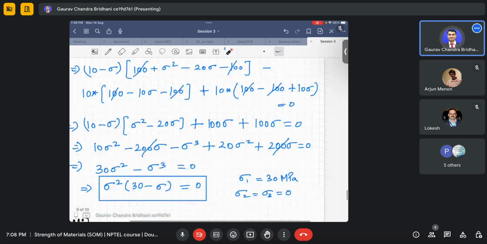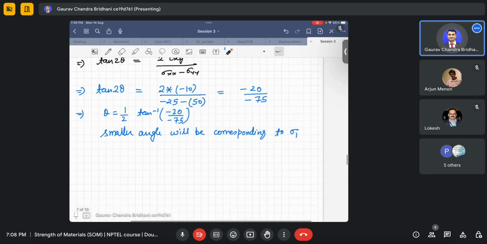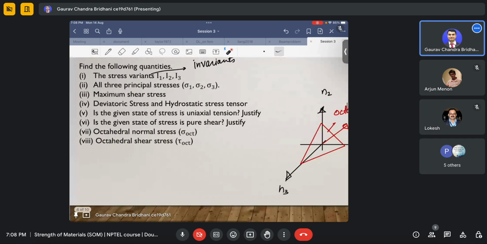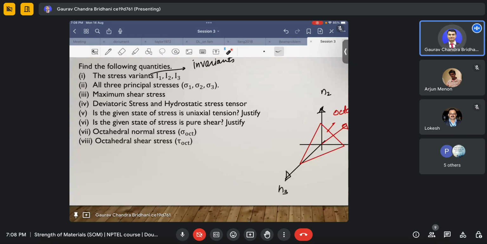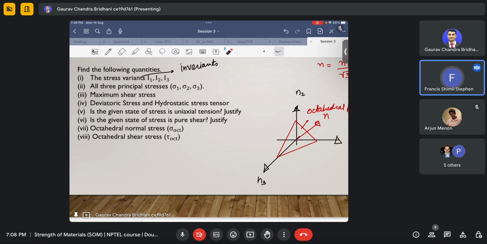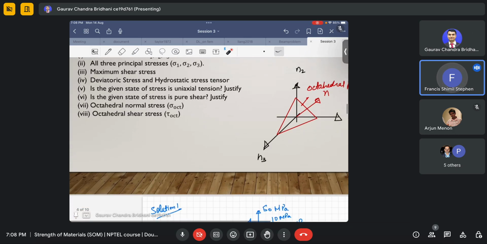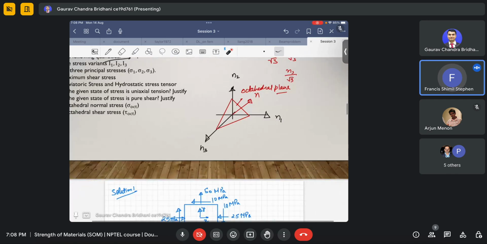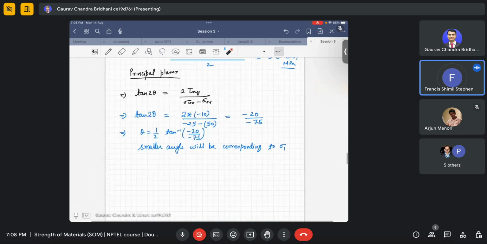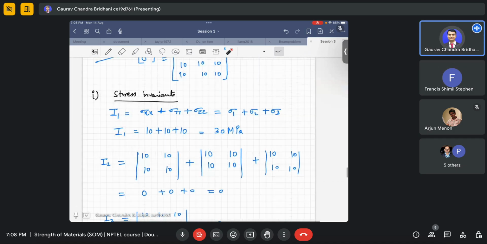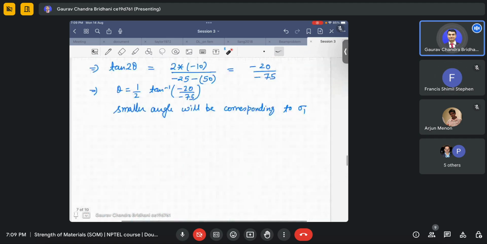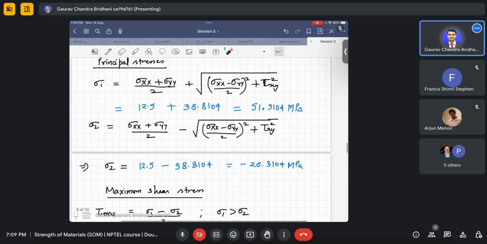Okay, now come to the next one, that is I think the fourth part. Fourth is deviatoric stress and hydrostatic stress tensor. Okay, so now, why we are not using that formula here is because we have a three-dimensional state of stress, no? That formula is valid only when we have sigma xx, sigma yy and tau xy.